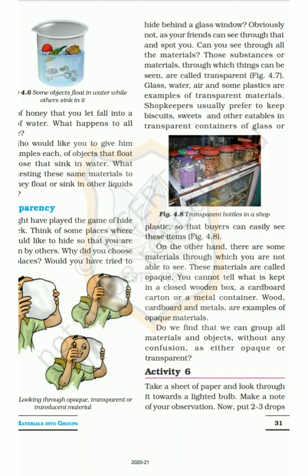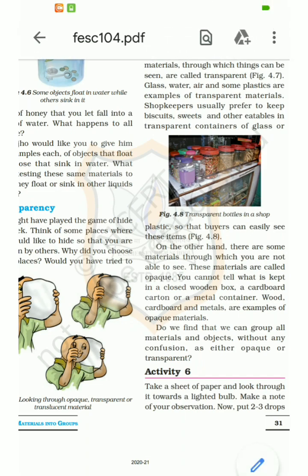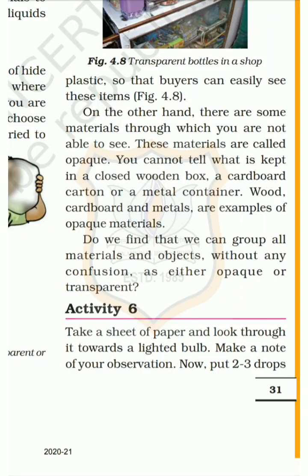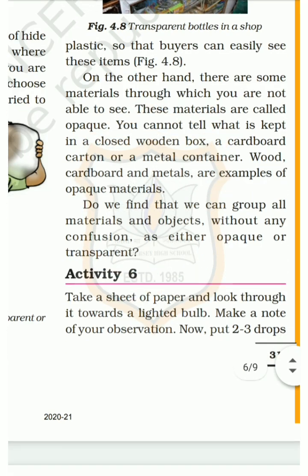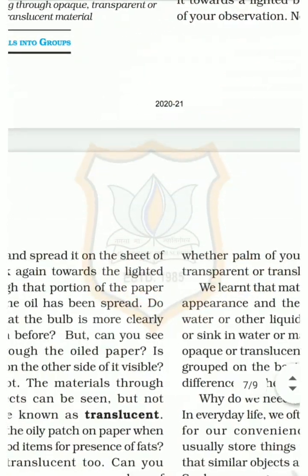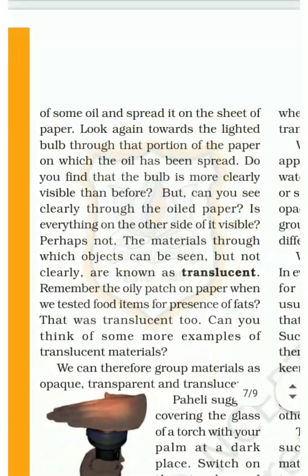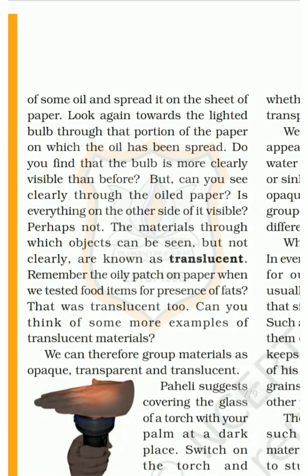Let us see in Activity 6. Take a sheet of paper and look through it towards a lighted bulb. Make a note of your observation. Now put 2 to 3 drops of some oil on the sheet of paper. Look again towards the lighted bulb through that portion of the paper on which the oil has been spread.